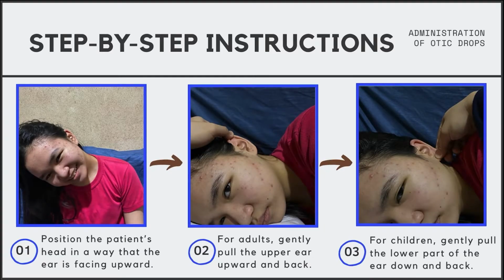For the administration phase, first, you must position the patient's head in a way that the ear is facing upward. When administering the drops to yourself, it may be easier to sit down or stand upright and tilt your head to the side. When administering the drops to others, it would be best to let the person lie down on their side. For adults, you would want to gently pull the upper ear upward and back, and for children, you would want to gently pull the lower part of the ear down and back.